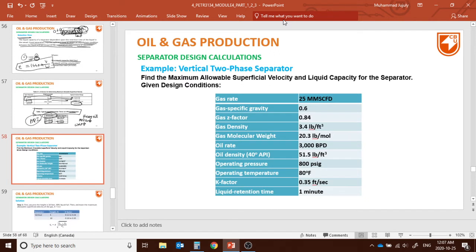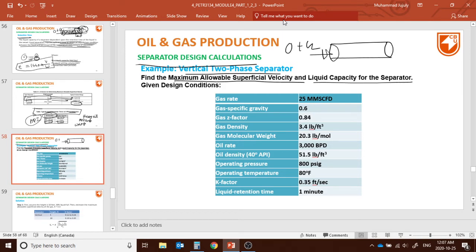So let's do a calculation, and then we will know how to design it simply. Let's design a vertical two-phase separator. Find the maximum allowable superficial velocity and liquid capacity for the separator. If it's a two-phase separator, the input would be oil and gas, so we should calculate this gas velocity, and also the liquid capacity, how much liquid it can actually handle.